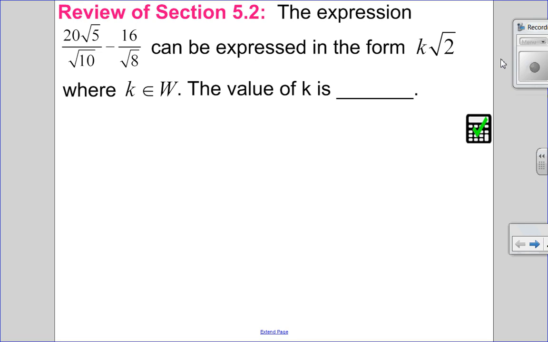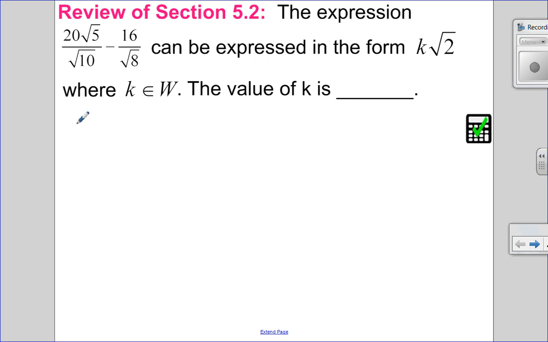Hello, Matthews Gatos here. In this video, I'm just going to review section 5.2 with a monomial and a binomial denominator. So let's start with the monomial. The expression 20 root 5 over root 10 minus 16 root 8 can be expressed in the form k root 2, where k is a whole number. We want to find the value of k.